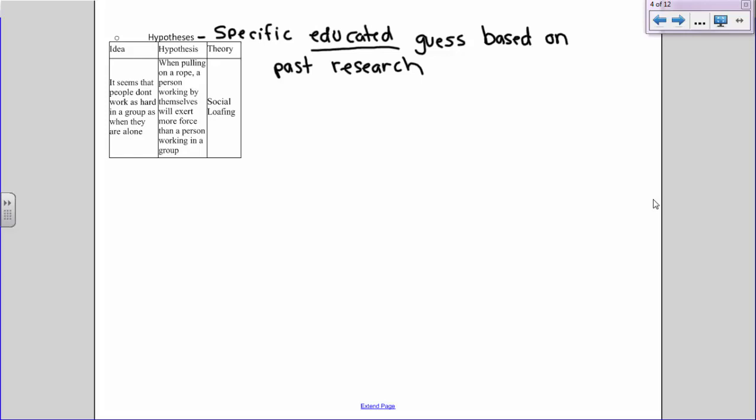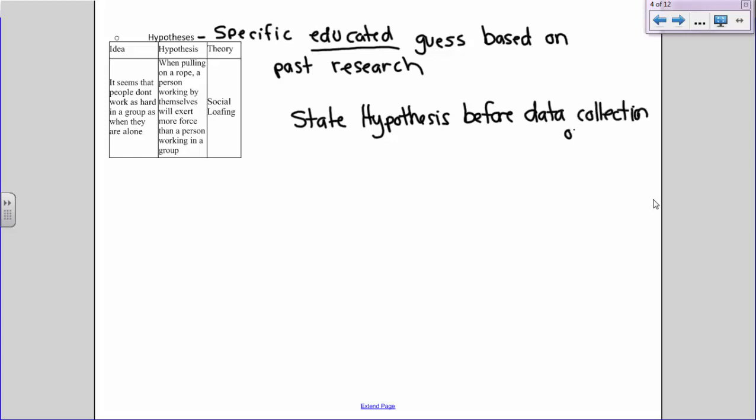You should also state a hypothesis before the study is designed. So you want to state the hypothesis before data collection, or at least before data analysis.